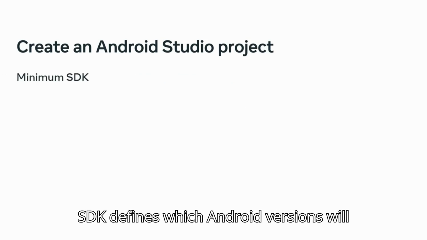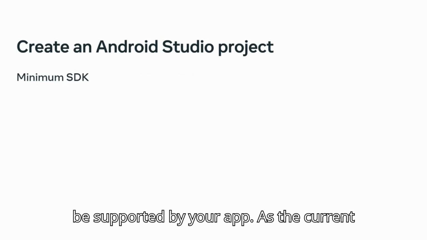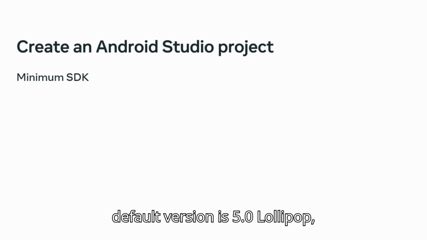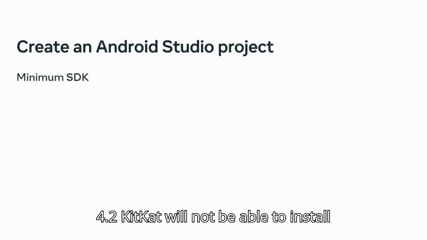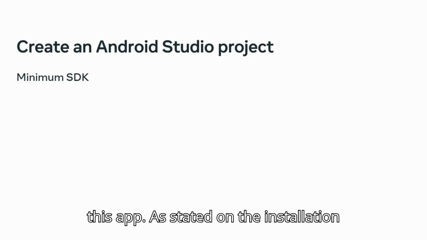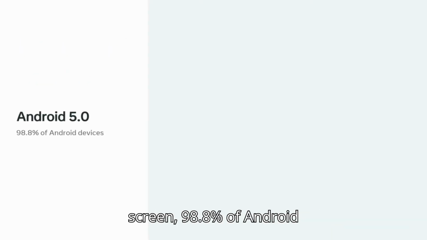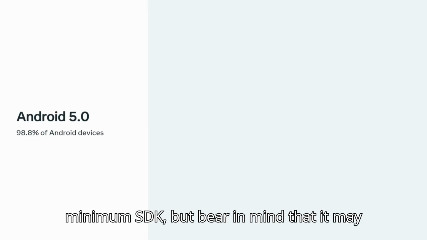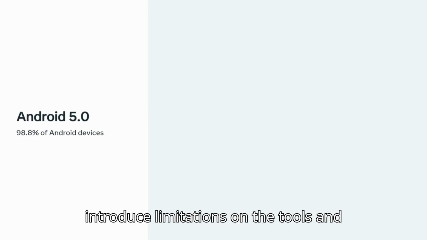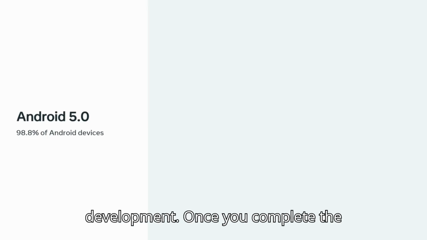The minimum SDK defines which Android versions will be supported by your app. As the current default version is 5.0 Lollipop, devices with older Android versions like 4.2 KitKat will not be able to install this app. As stated on the installation screen, 98.8% of Android devices have Android 5.0 or a higher version, so it's a good place to start. You can always select a lower minimum SDK, but bear in mind that it may introduce limitations on the tools and libraries that you can use for development.